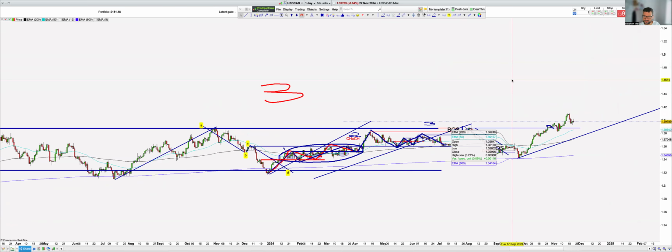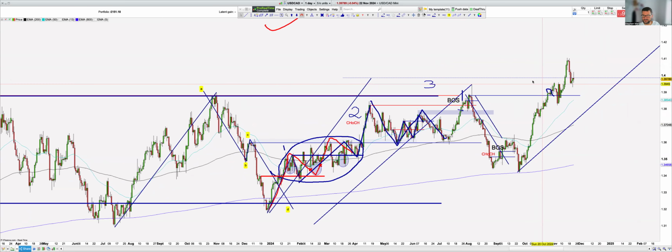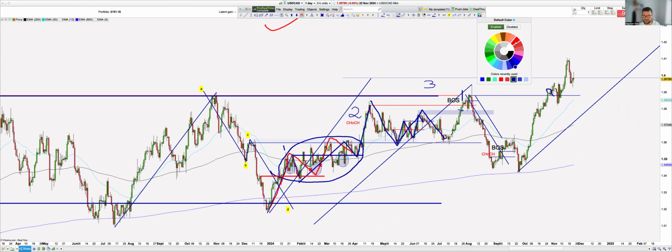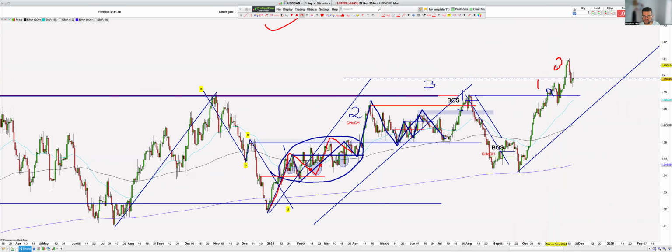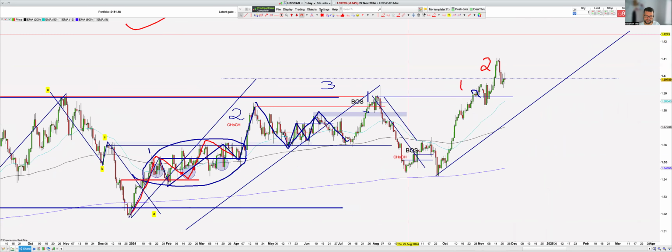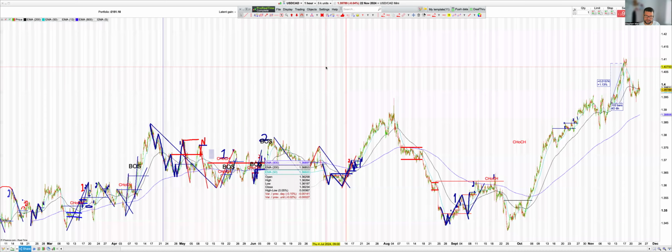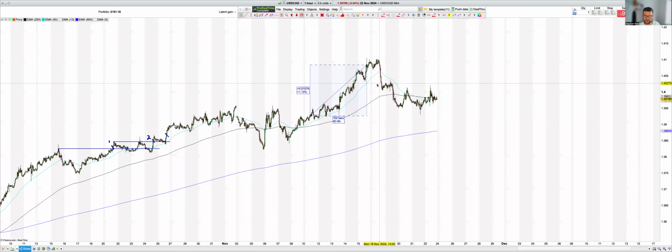So on this one, unless I'm mistaken, I don't think I'm mistaken. 1, 2. Now, if I look at it on here, I could see a W. I can see the 1. I can also see another W. And I want to know when we're breaking higher.